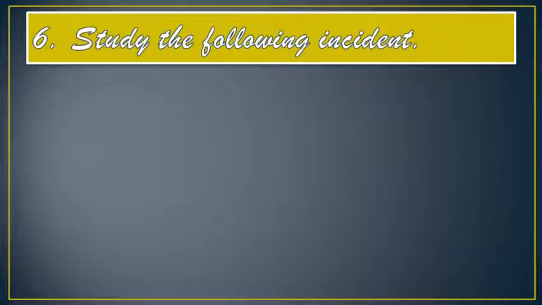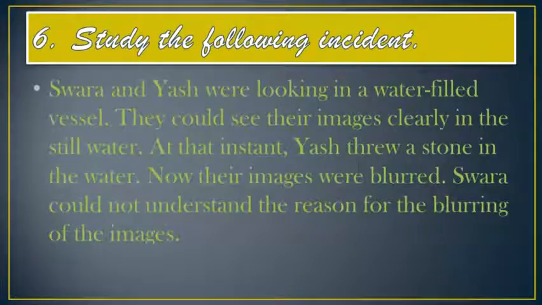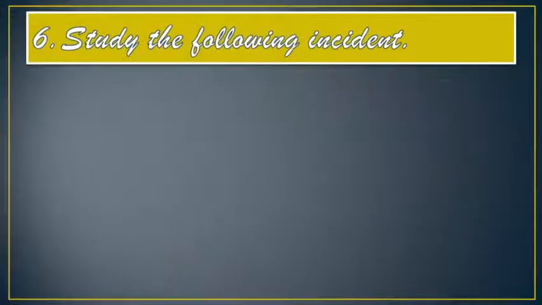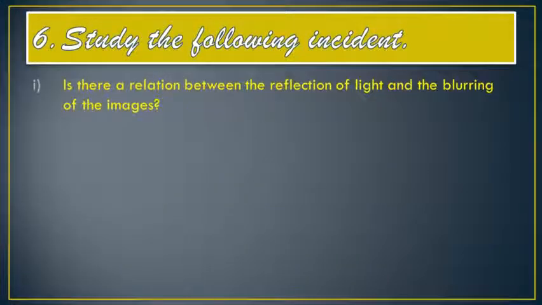Next question is study the following incident. So here when an incident is given to us, we have to read it first and then give the answers according to the questions. So I am reading the incident. Swara and Yash were looking in a water-filled vessel. They could see their images clearly in the still water. At that instant, Yash threw a stone in the water. Now their images were blurred. Swara could not understand the reason for the blurring of the images. So now we have to see the questions one by one and answer them.